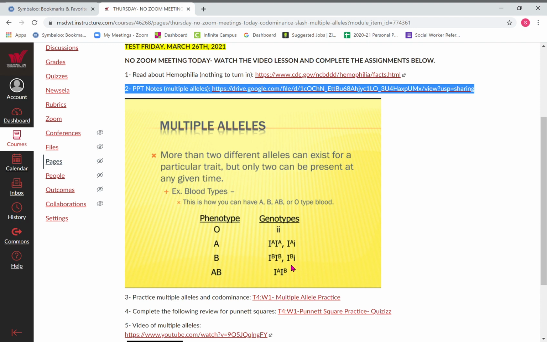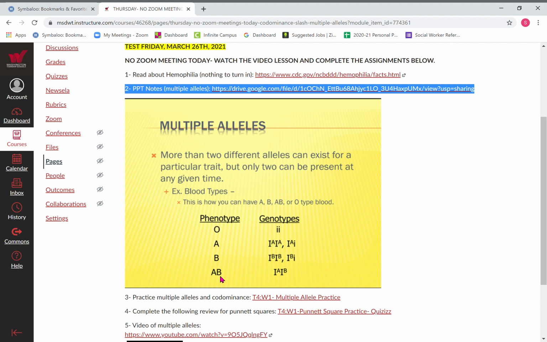So the reason why blood typing is multiple allele is because A is dominant, B is dominant, and together they are codominant. Because A and B are not willing to give up their dominance, they share it together. They don't change who they are. They're present in the organism as they are.